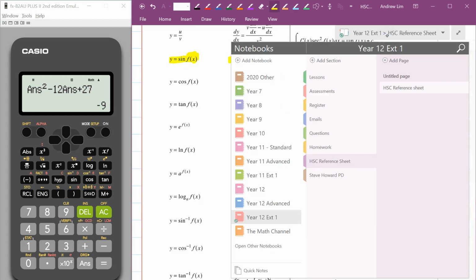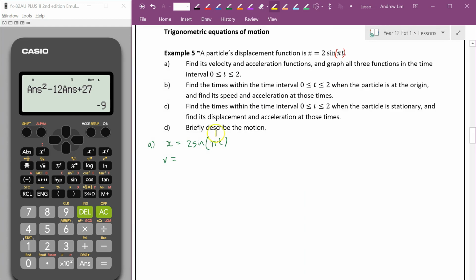So we have a look at here. This is our angle, and because we're differentiating with respect to t, not x, when we differentiate pi t, we get pi. So I'm going to bring that out to the front with that 2 pi. My sine will become cosine, and then the angle will stay the same.